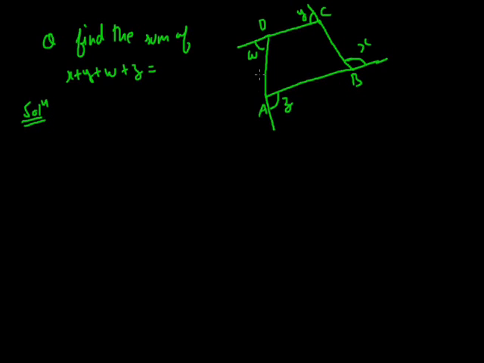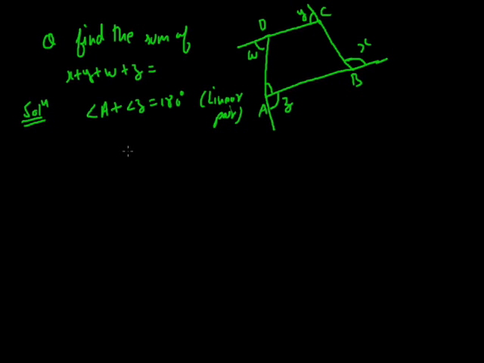Now here what we see is that the angle A and angle Z, the sum of these, is a straight line. So we can say that angle A plus angle Z should be equal to 180 degrees, because of a linear pair.